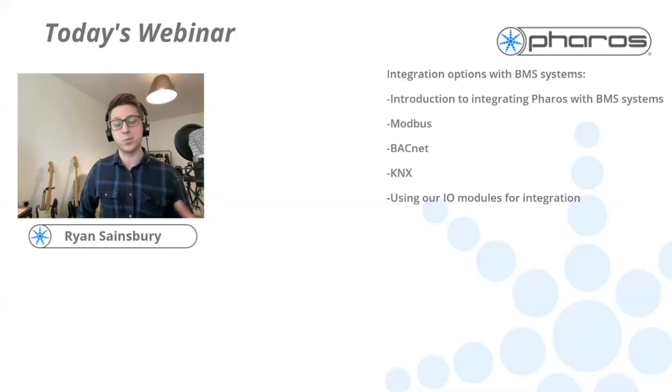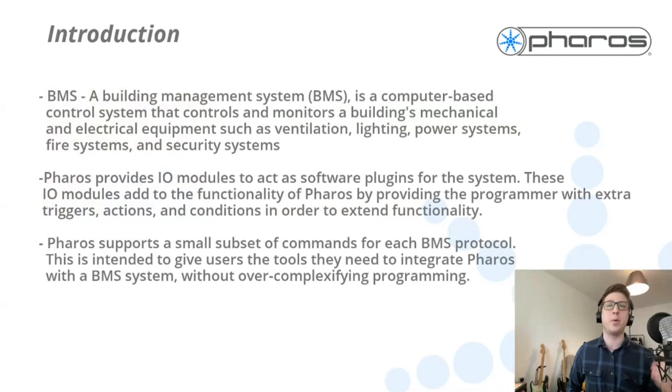So first off, I just want to start off with a little intro. I just want to quickly talk about what a BMS system actually is. A building management system is a computer-based control system that controls and monitors a building's mechanical and electrical equipment. So things like ventilation, lighting, power systems, fire systems, security systems. Obviously, when you're developing a system like this, having Pharos looking after the lighting, but being able to integrate with your main building management system is often a request that our customers give us.